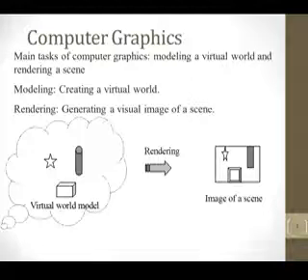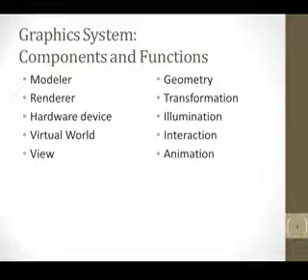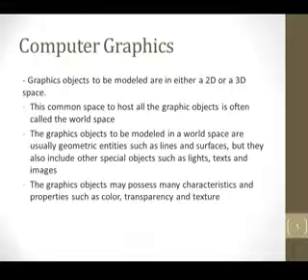Graphic objects to be modeled are in either a 2D or a 3D space. This common space to host all the graphic objects is often called the world space. The graphics objects to be modeled in a world space are usually geometric entities like lines and surfaces, but they can also include special objects like light, text, and images. The graphics objects may possess many characteristics and properties such as color, transparency, and texture. Also, we can use various mathematical representations to model a geometric object. We can use spline curves and surfaces that require only the storage of relatively few control points.